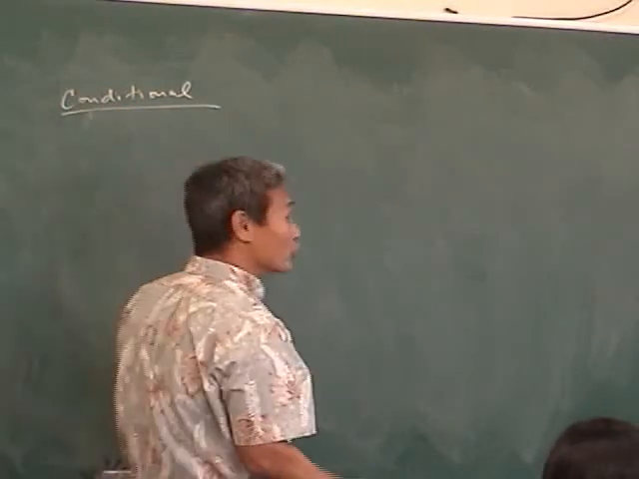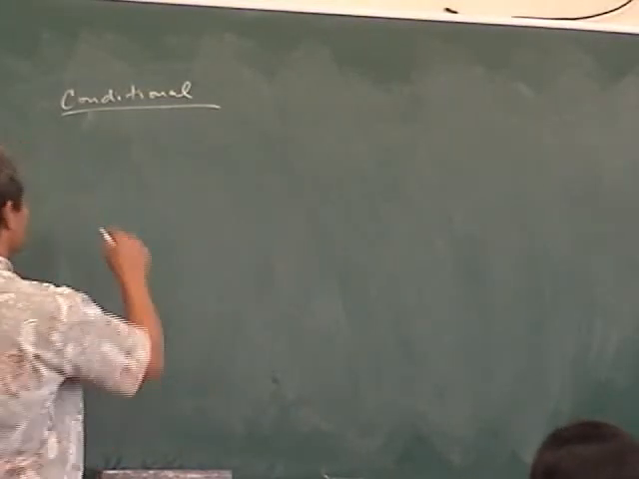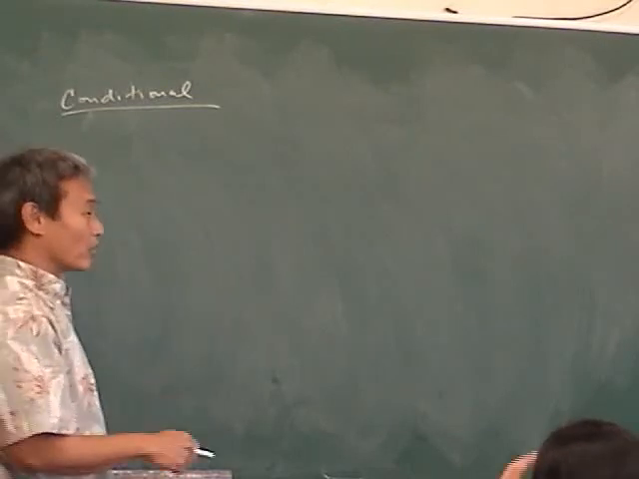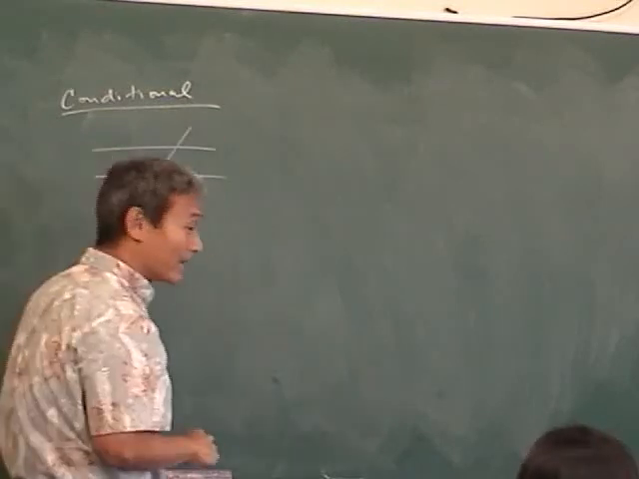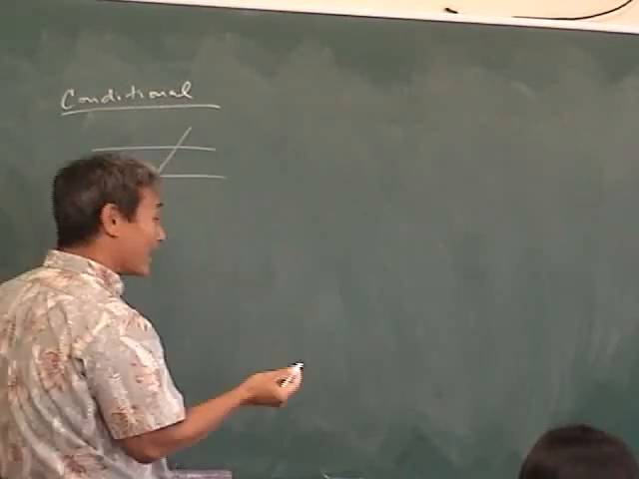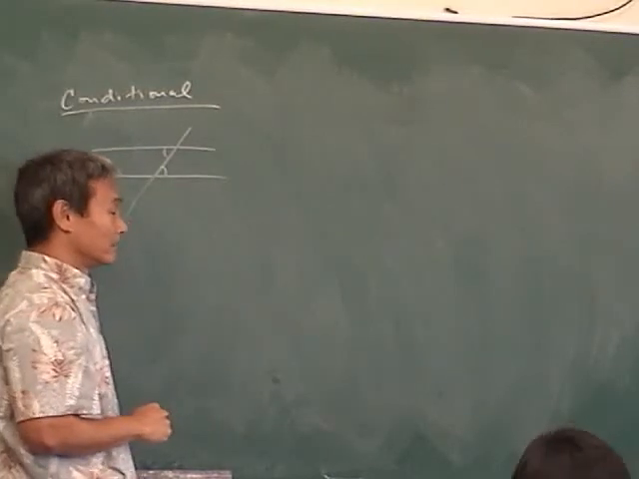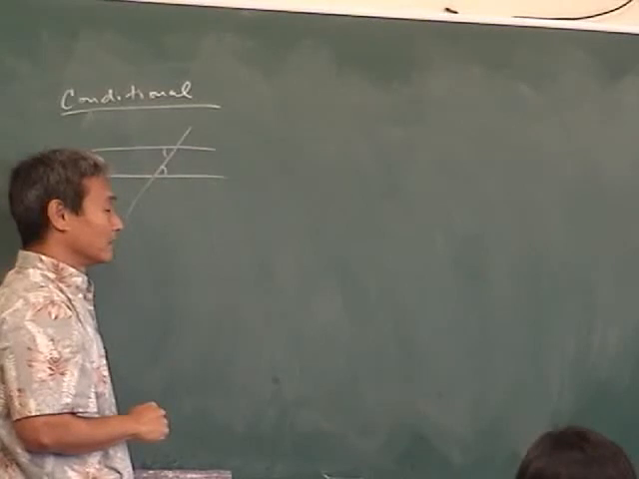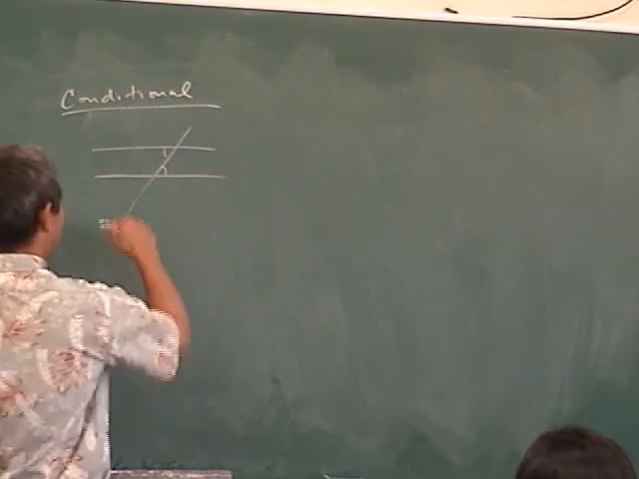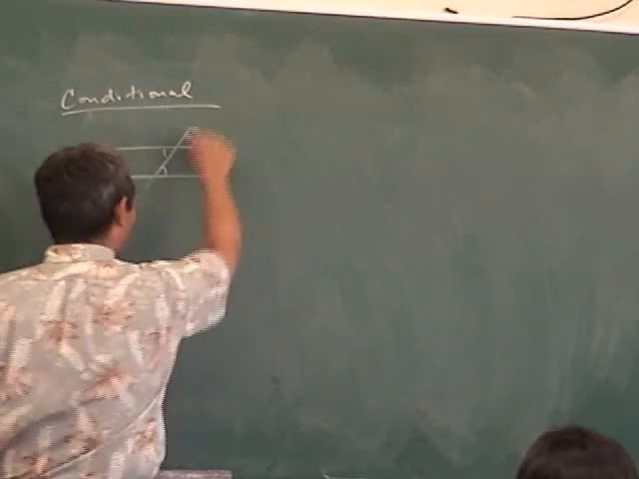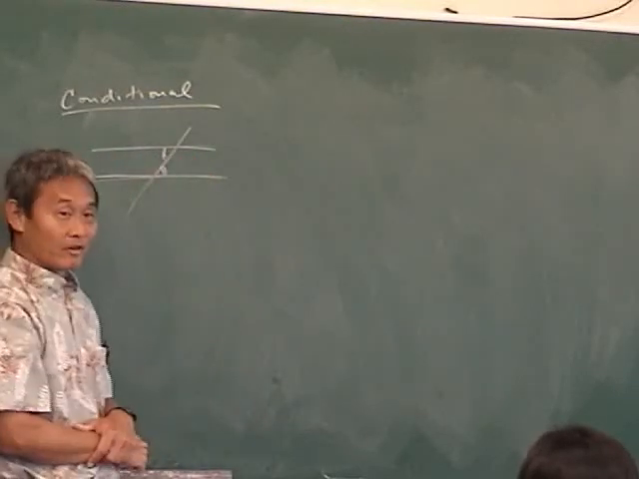Now this is the one you should have learned in geometry. Let me give you an example of a conditional statement. I'm just going to say it in words. If 2 parallel lines are cut by a 3rd line, then the alternate interior angles are congruent. When did we learn that? Geometry, right? Some of you learned it in 9th grade as well. You learned that before, right?